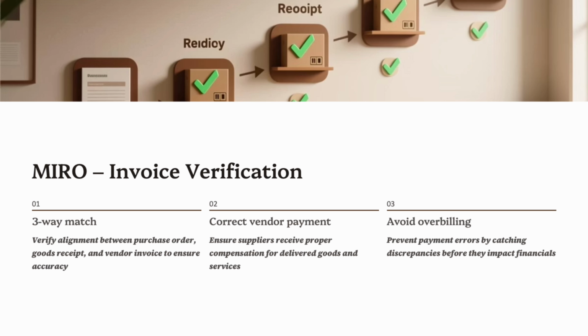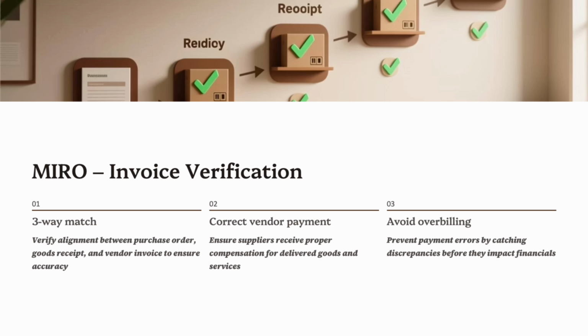Part 5. MIRO, Invoice Verification. Once the goods are received in MIGO, the next step is making sure the vendor gets paid correctly. And that's where MIRO, Invoice Verification, comes in. In simple terms, MIRO performs the famous three-way match: purchase order, goods receipt, and vendor invoice. The system checks: did we actually receive what we ordered, and is the invoice amount correct? Only if everything matches does the company approve payment.